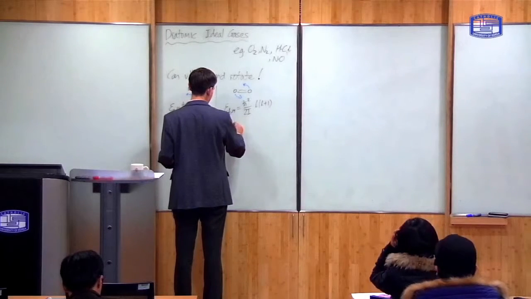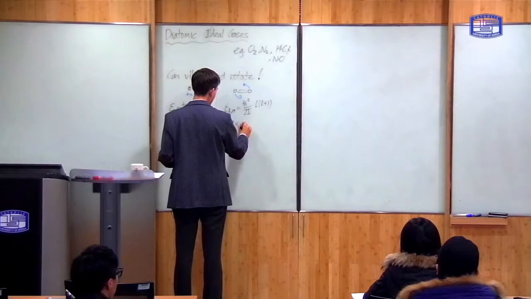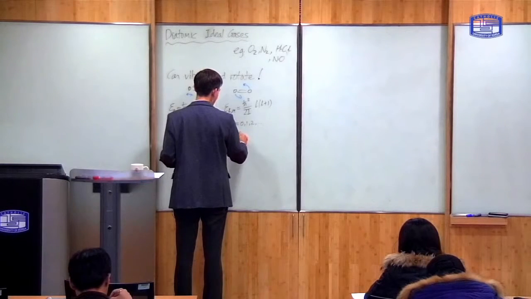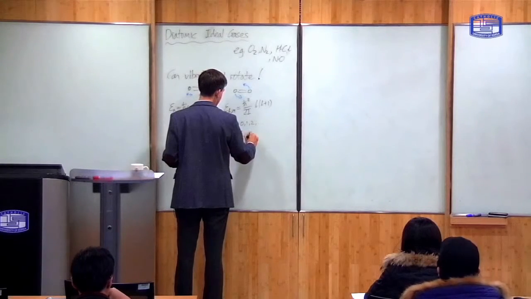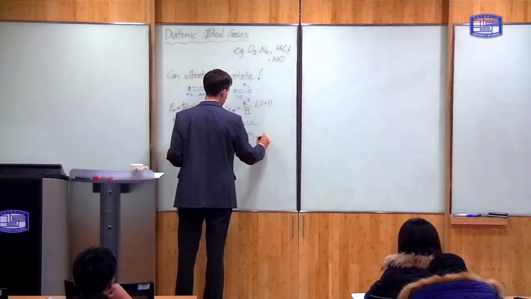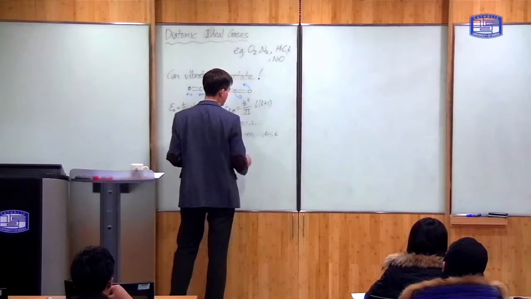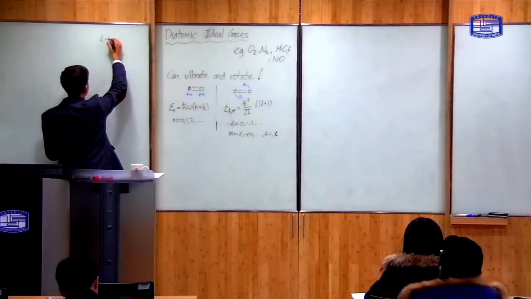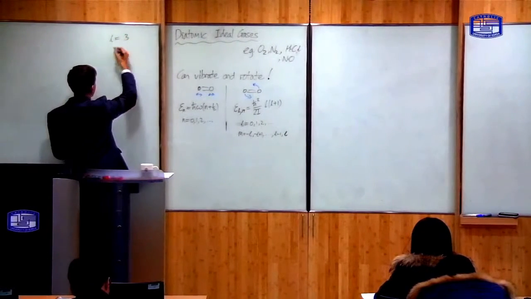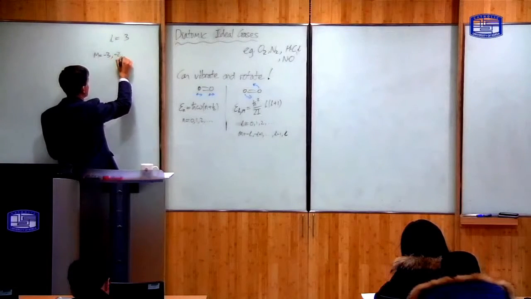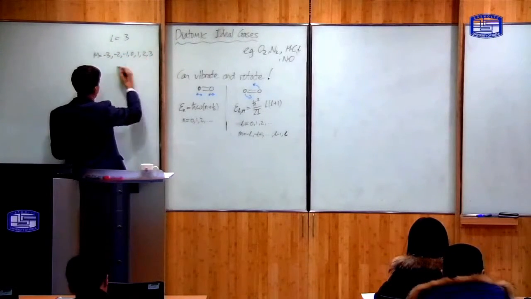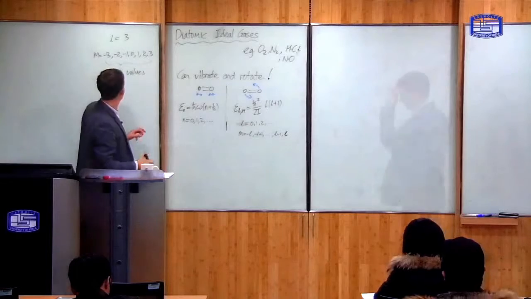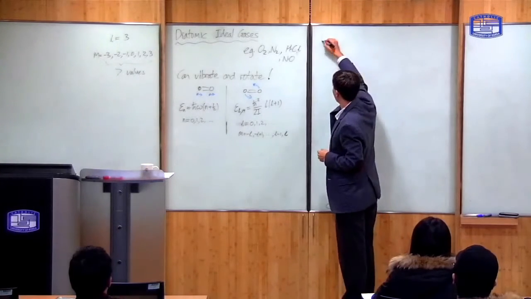Here, L is a non-negative integer, and M takes values between minus L and L. So an obvious example of this, if L is, say, equal to 3, then M is minus 3, minus 2, minus 1, 0, 1, 2, or 3. So in this case, it has 7 possible values.